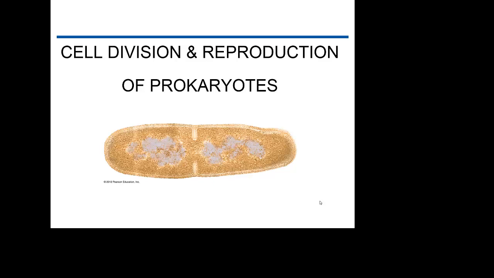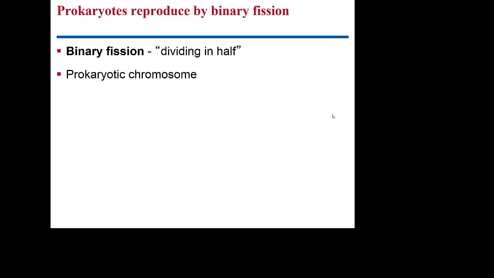When we look at cell division and reproduction in bacteria and archaea, this is a fairly simple process. They do reproduction by a process known as binary fission. So they essentially just cut themselves in half. Why are they able to do this and you can't?